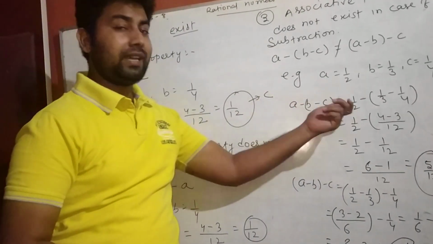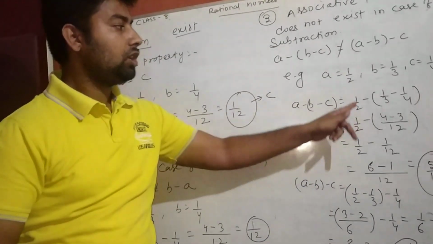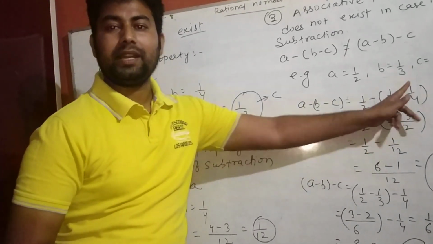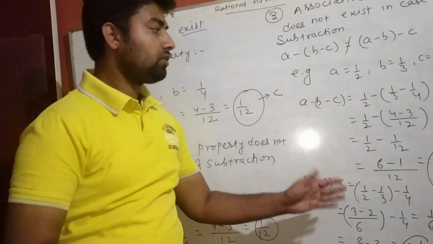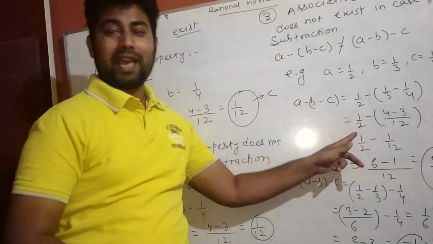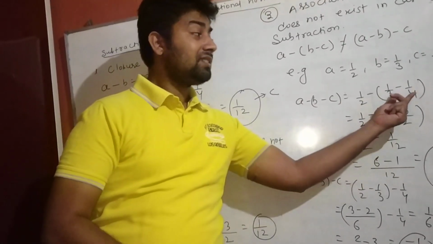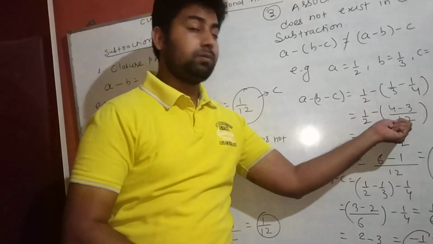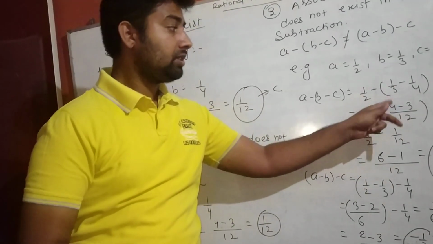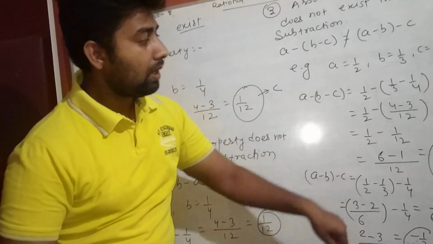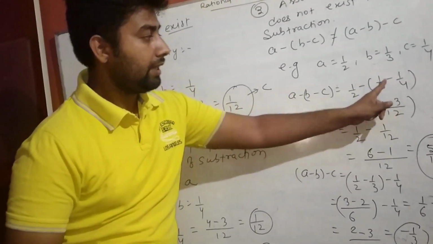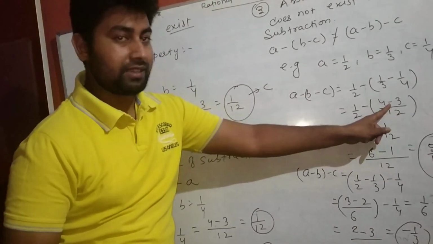So we will put their respective values. A equal to 1 by 2 we have already put, after that 1 by 3 and 1 by 4. When we solve, 1 by 2 will remain as it is, and for the number inside this bracket, the LCM of 3 and 4 will be 12. In the table of 3, 12 comes 4 times, that's why I have written 4. Now the minus we will write as it is.